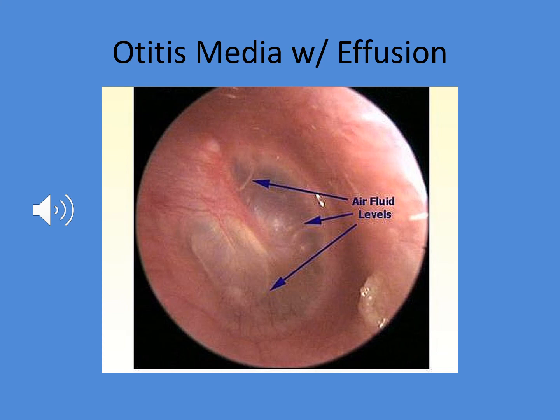It most frequently occurs in ages 3 to 10 years of age. And then again, assessment-wise, they complain about muffled hearing, feeling of pressure in their ear, and on visual inspection, we can actually see fluid behind that tympanic membrane. So in this picture is an example of where you're seeing that fluid behind the tympanic membrane.